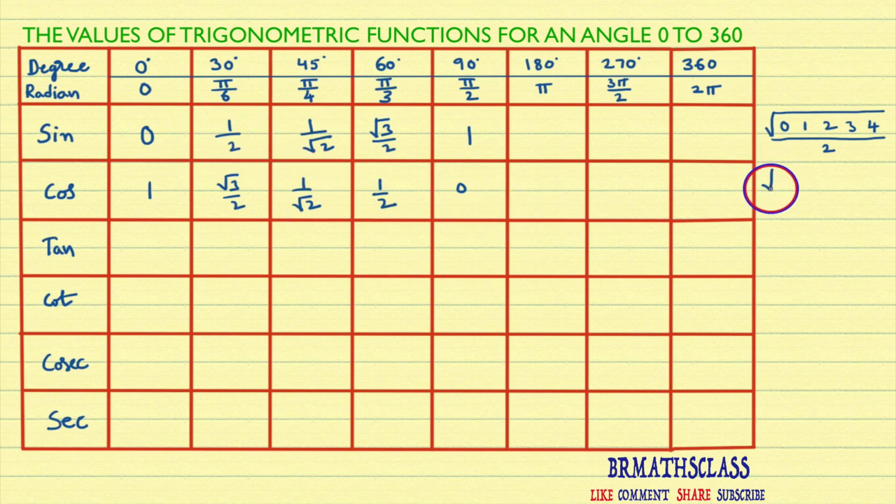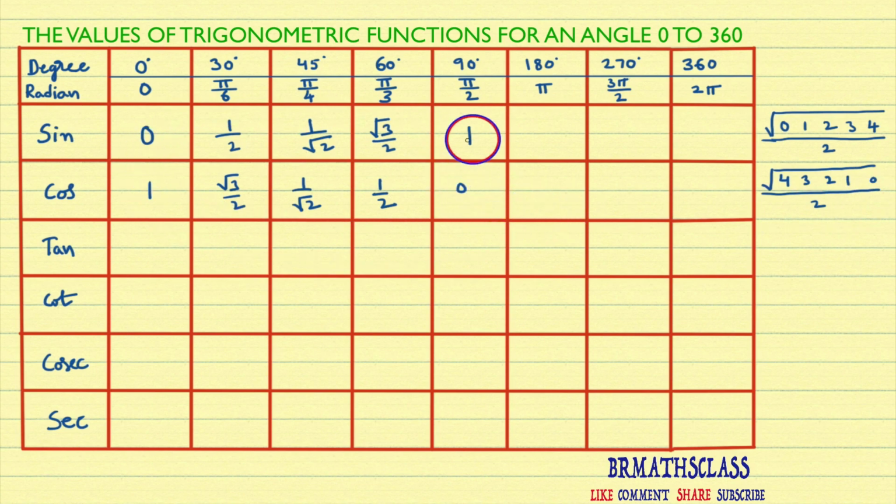Or else you can learn this by using this trick. What is the trick? You write the reverse order here: 4, 3, 2, 1, 0, whole divided by 2. So here root 4 is 2. 2 divided by 2 is 1. Here root 3 divided by 2. Next root 2 divided by 2, which is same as 1 by root 2. Next root 1 is 1 only, 1 by 2. Root 0 is 0, 0 by 2 is 0. I hope you are understanding.